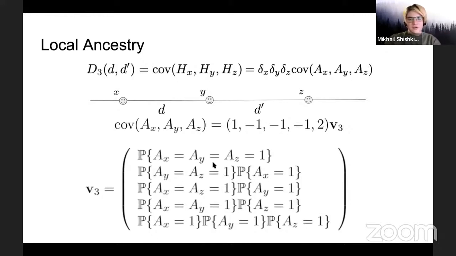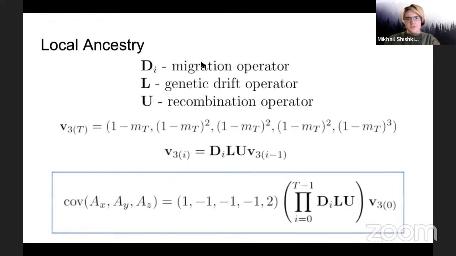And these probabilities depend on generation, because every generation is formed by recombinations of randomly selected chromosomes from the previous generation. And these probabilities change because of the influence of additional waves of migration, genetic drift, and recombination. And we formalize this influence with linear operators D, L, and U.